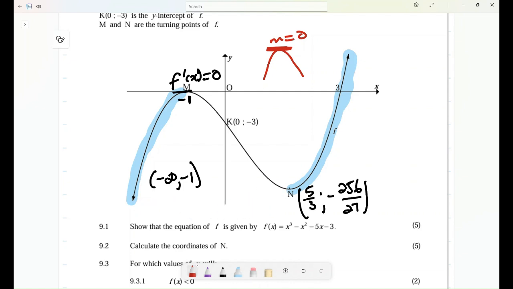Also here, I cannot include this point. Why? Because at that point my gradient is equal to 0. My graph here is neither increasing nor decreasing. It is stationary. So therefore, I'm going to say from the x coordinate of this point, which is 5 divided by 3, to infinity, my graph is increasing. The memo has an option that says 5 divided by 3 to infinity. This is absolutely wrong.